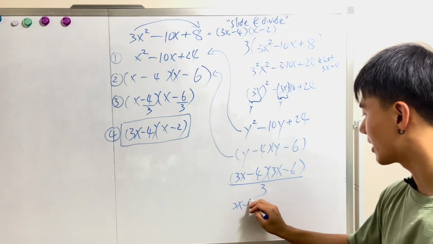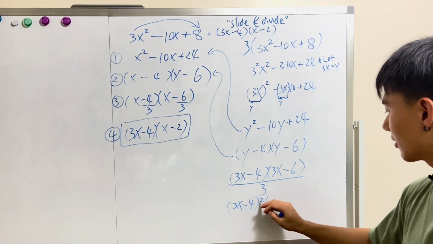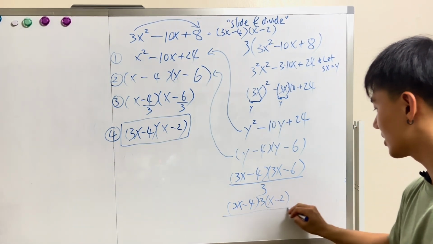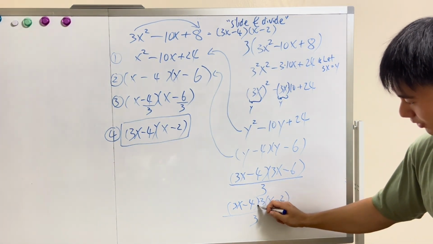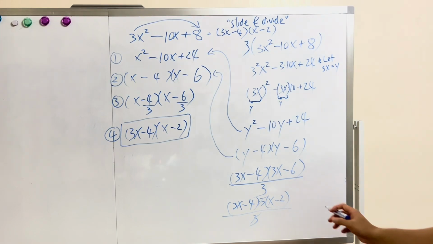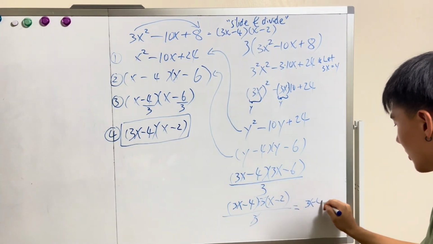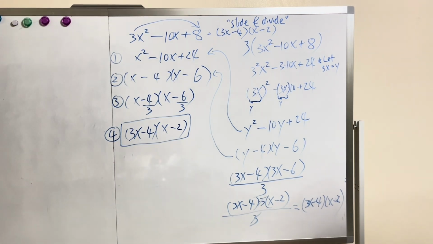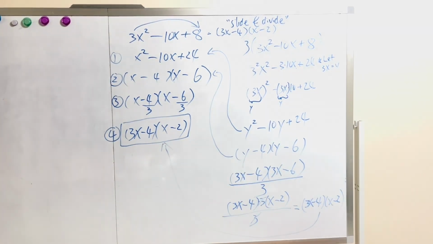We have 3x minus 4. And then I can factor out a 3 here, and then we'll have x minus 2 in the parentheses. And as you can see, 3 and 3, they divide out. So at the end, 3x minus 4 times x minus 2, which matches with our last step.